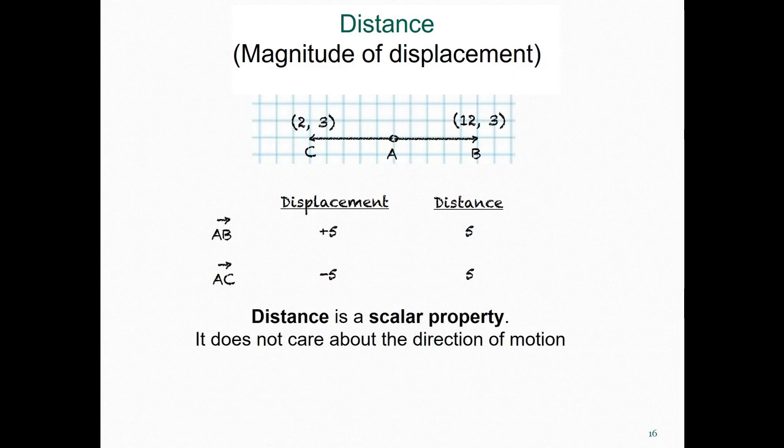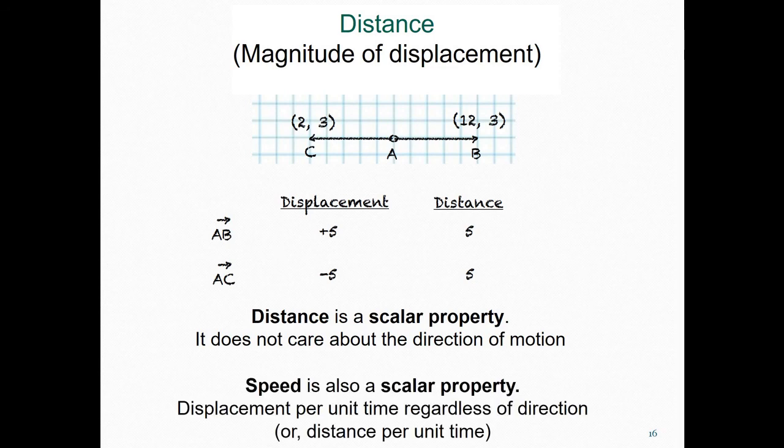Distance is what we refer to as a scalar property. It does not care about the direction of motion. Speed is also a scalar property. It refers to displacement per unit time, regardless of direction, or in other words, it refers to distance per unit time.